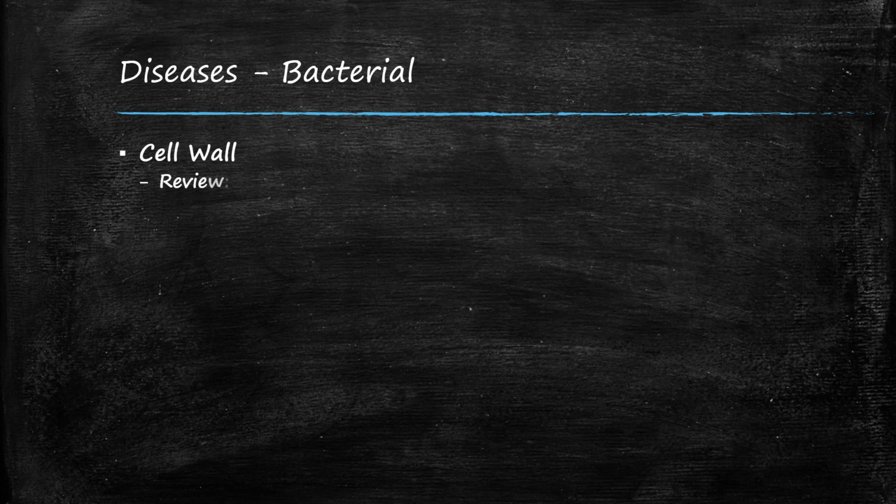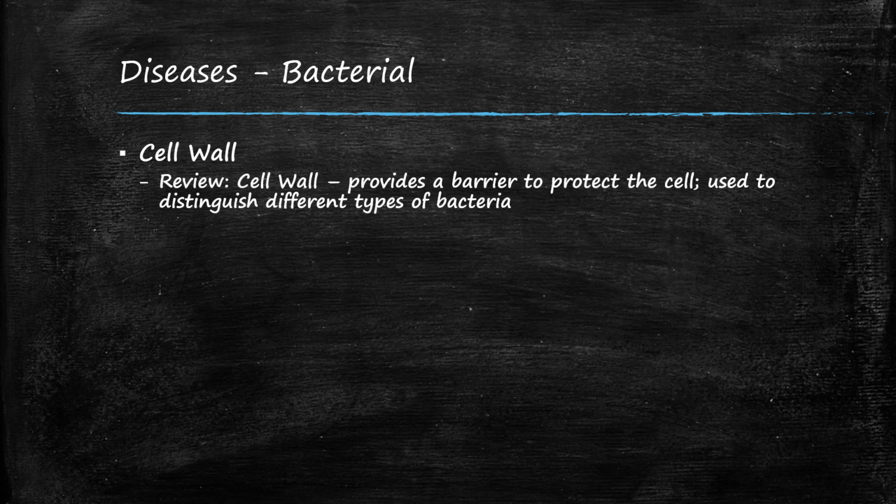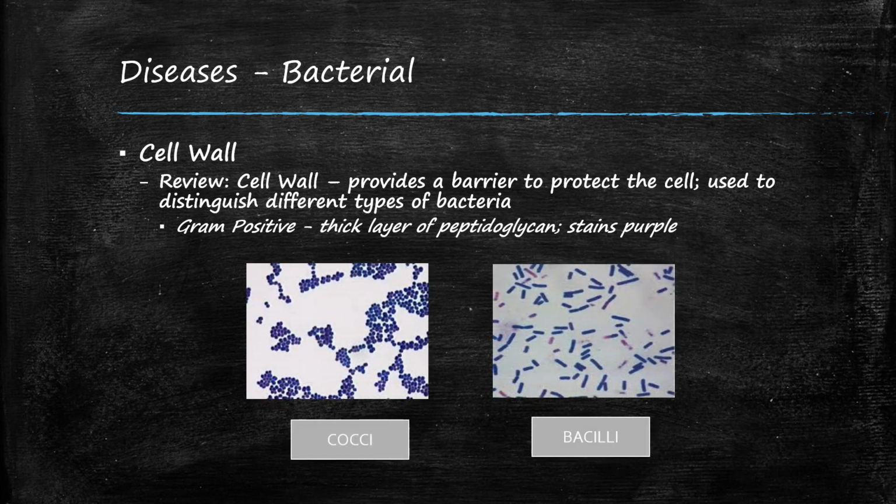As a review, bacteria mostly have a cell wall, and the cell wall provides a barrier of protection for that bacterial cell, and we distinguish bacterial cells into gram-positive and gram-negative. Gram-positive cells have a thick layer of peptidoglycan and they stain purple. There's a picture of the different types of gram-positive cells that we'll be talking about, primarily the cocci and the bacilli. Cocci means sphere, bacilli means rod. That's what they look like under the microscope.